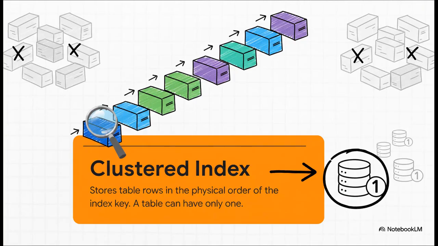So think of a clustered index like this. Imagine you organize all the books on your bookshelf alphabetically by title. The books themselves are physically in that order, right? A clustered index does the exact same thing to your data in a table. It physically sorts the rows. And because it dictates the actual physical order, you can only have one clustered index per table.